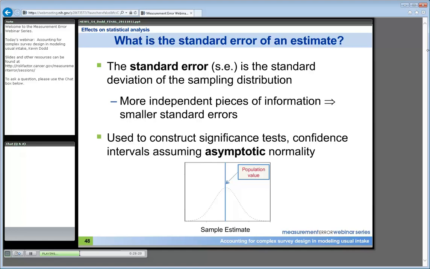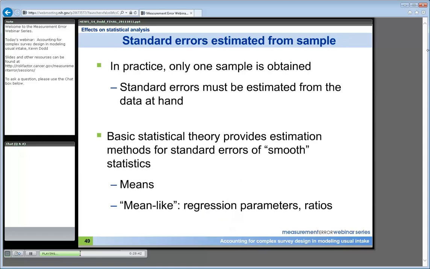Also, if a central limit theorem has been established for your estimator, you can appeal to the asymptotic normality to construct significance tests or confidence intervals. So probably everyone here has, at some time or another, constructed a confidence interval by adding plus or minus 1.96 times the standard error to a sample estimate. And that 1.96 is coming from this asymptotic normal distribution.